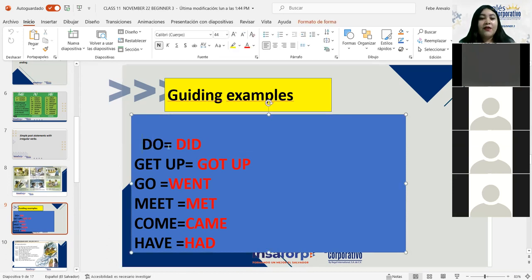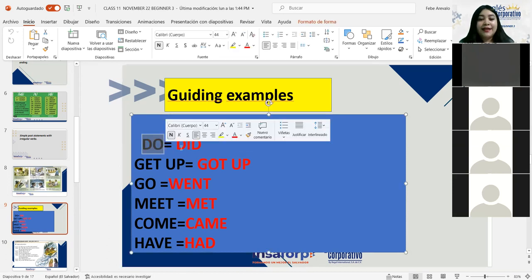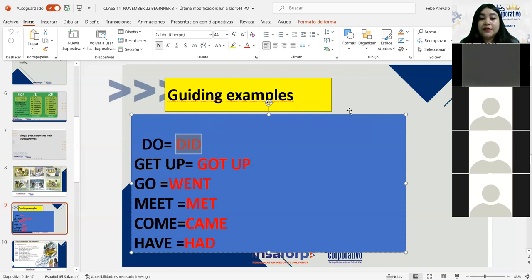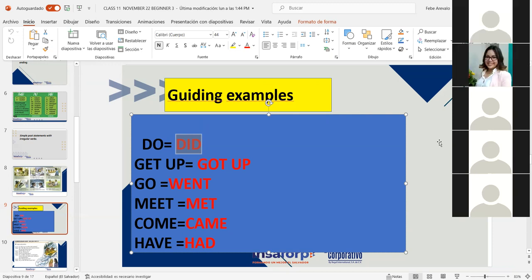Si yo aquí digo hago, aquí sería hice, right? Exactly. Then you have got up, right? Got up es como me levanté. Literal, eso significa, right? Went, fui. Met, conocí. Came, llegué. Had, tuve. And that's it. Let me practice with some of you guys.